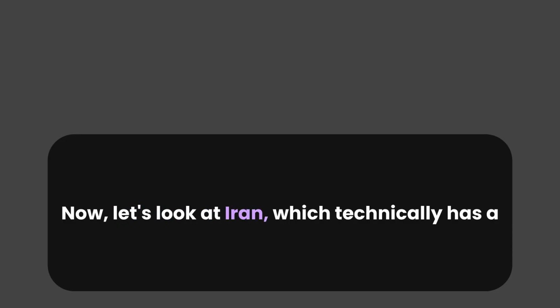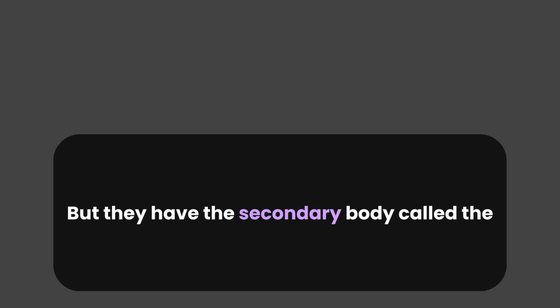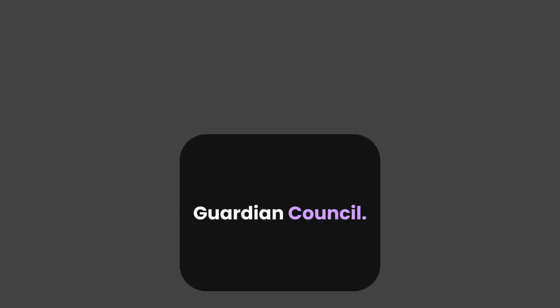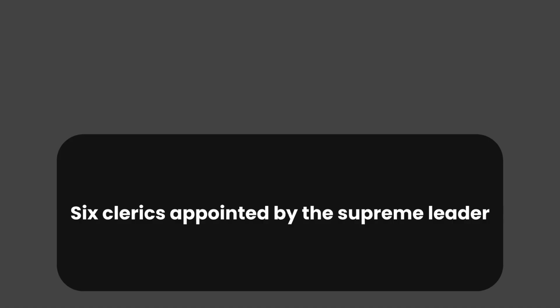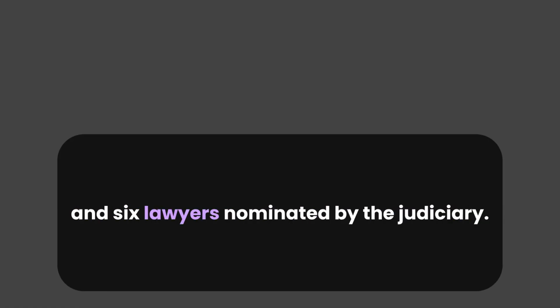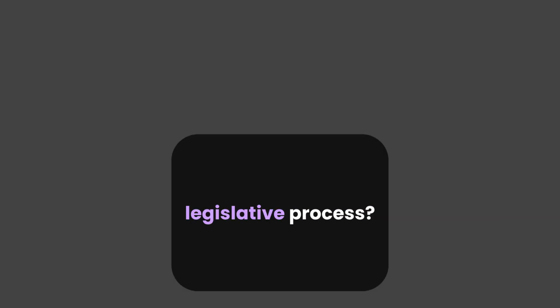Now, let's look at Iran, which technically has a unicameral legislature and elected parliament called the Majlis. But they have this secondary body called the Guardian Council. And that consists of 12 unelected members, 6 clerics appointed by the supreme leader, and 6 lawyers nominated by the judiciary. And what role does that council play in the legislative process?